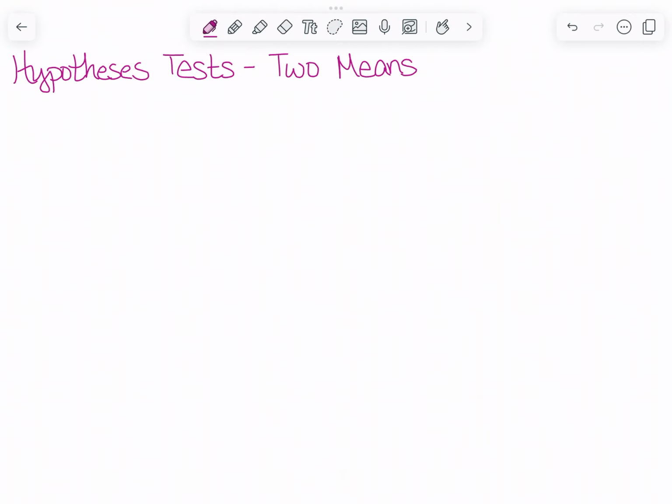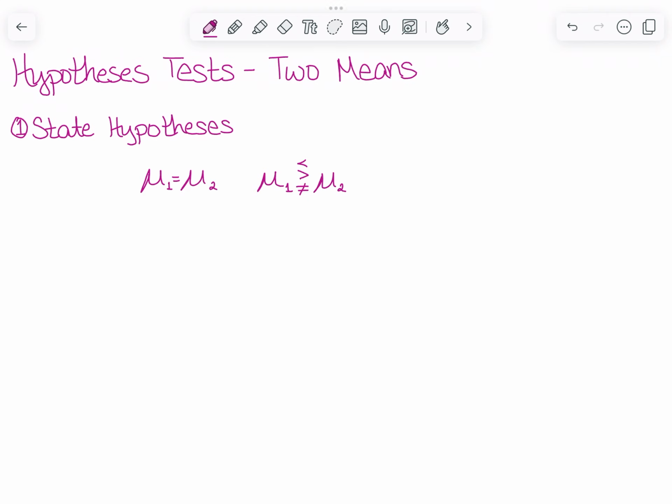Let's now look at how to do a hypothesis test when we are comparing two independent samples. The first step is to state our hypotheses. This time our null hypothesis will always be of this form: mu1 equal to mu2. Then for the alternative hypothesis, we just need to determine if it's less than, greater than, or not equal to.